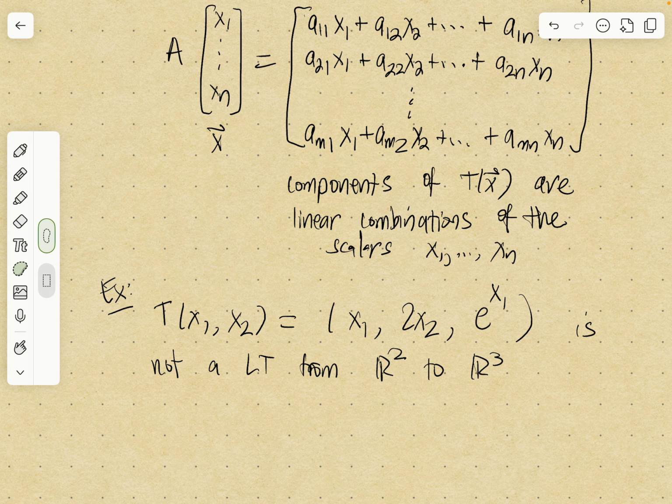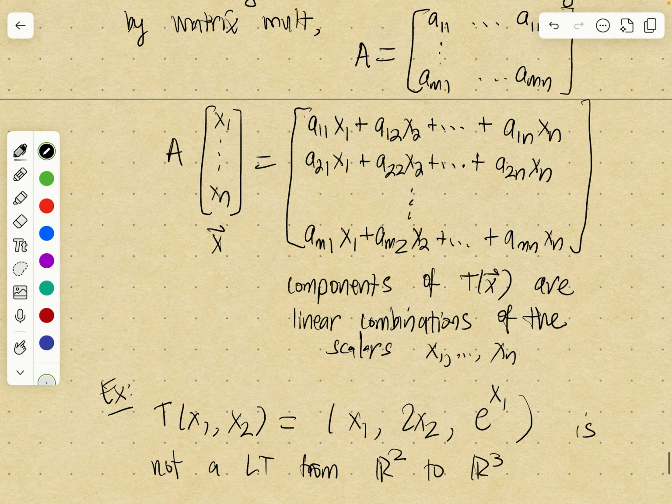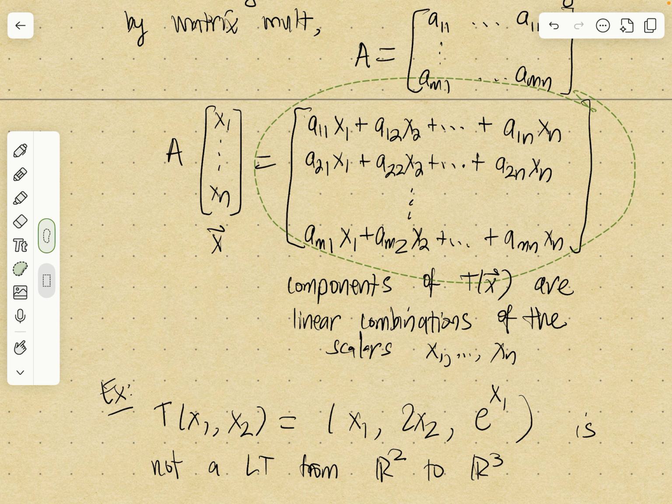Right? Each of these components needs to be a constant times x1 plus a constant times x2. If it's not, then it's not a linear transformation. I know I don't have a linear transformation from R2 to R3. So that's a quick way of seeing when you have a linear transformation and when you don't. If your transformation from Rn to Rm has this form, then it is a linear transformation, otherwise it's not.